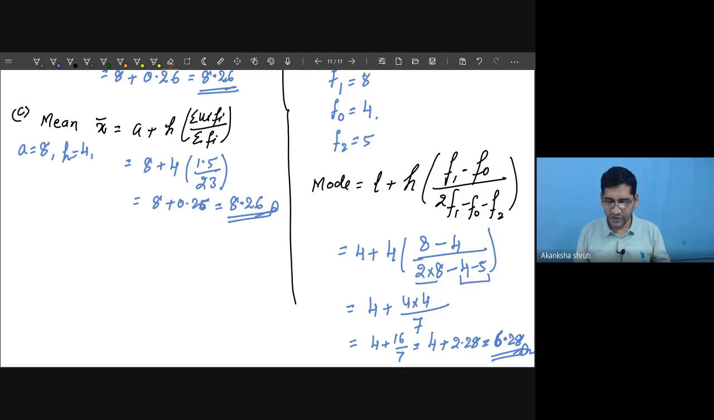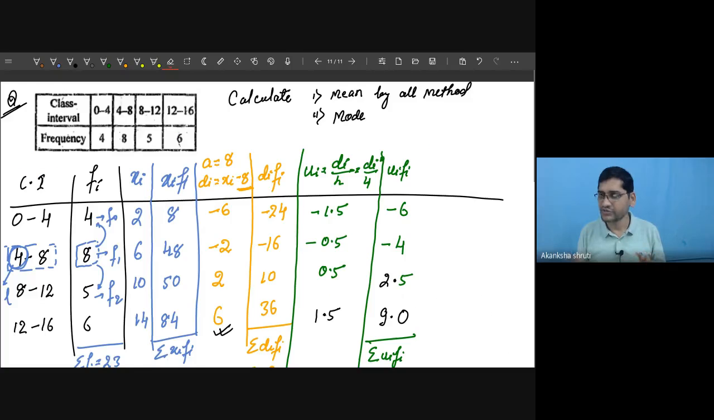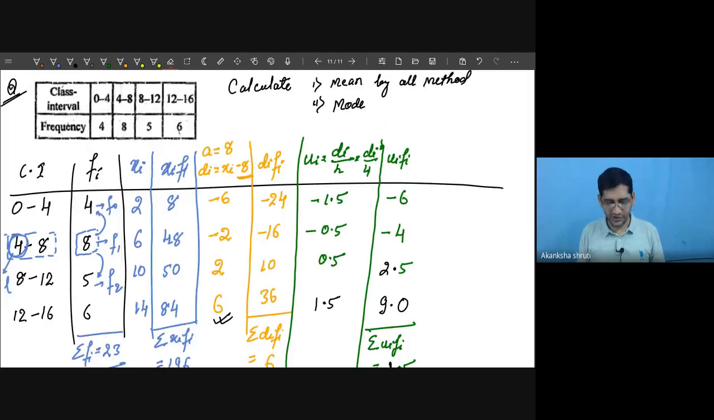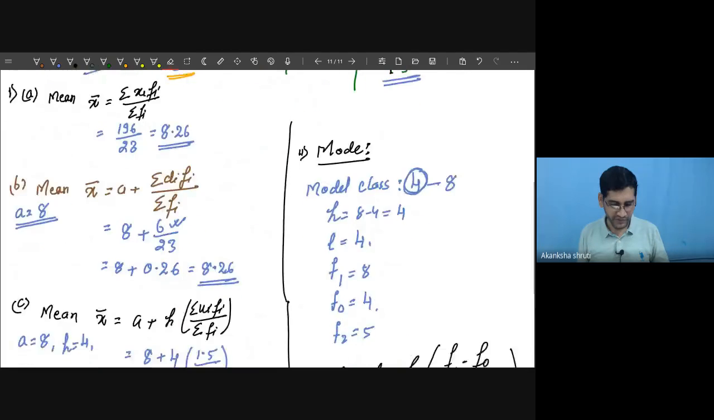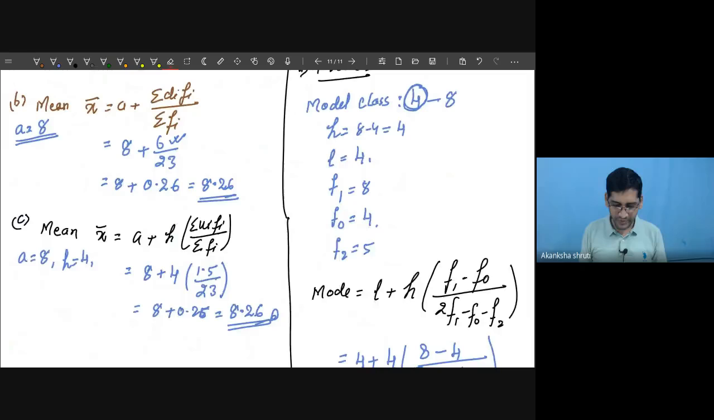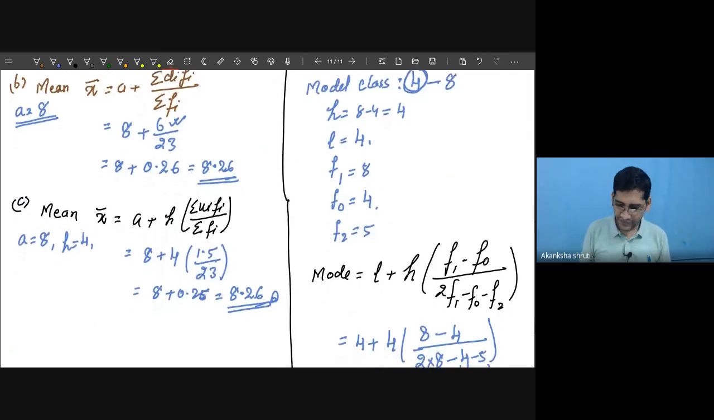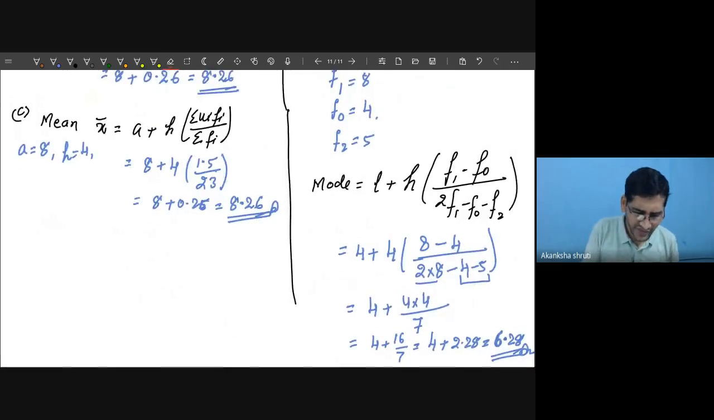So this was all about today's class. We have learned about the two other methods of calculating the mean, the assumed mean and step deviation, and the mode. This was all. Write down the homework.